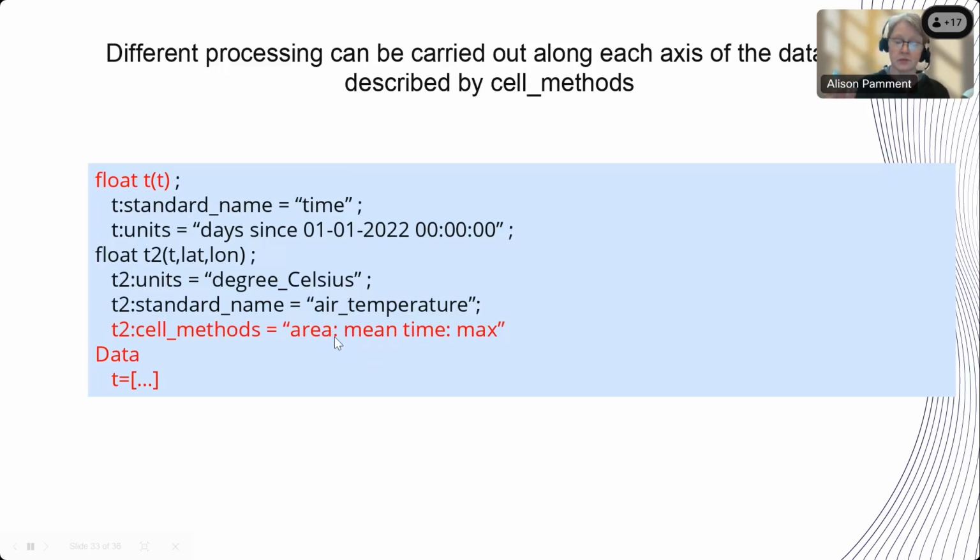So if you've got a statistical operation where something's being processed one after another, you can say, well, first I took the area mean, and then I found the maximum in time. That's what you're expressing in this. Again, that's not something you could easily express in a standard name.